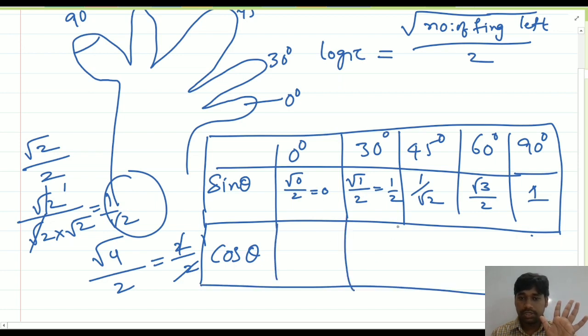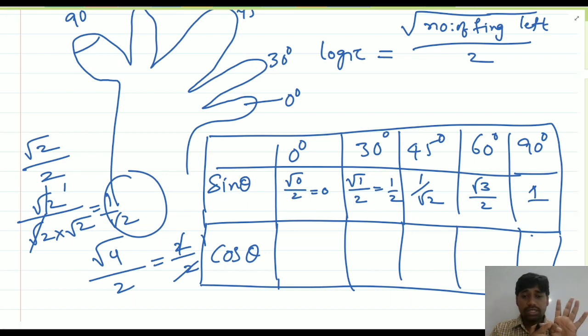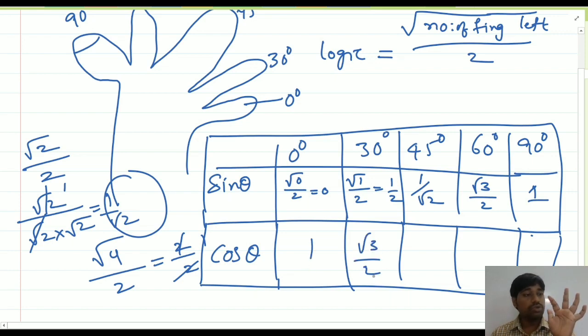Cos will become easy. So cos 0: from here onward, 0 we took for sin, in reverse you take for cos. Cos 0 is 1, no, directly write the value now. Cos 30 is root 3 by 2. Sin 45 and cos 45 both are same, that means 1 by root 2. Here cos 60, what is the value on this finger? 1 by 2. Cos 90 is 0. I hope you understood, right?